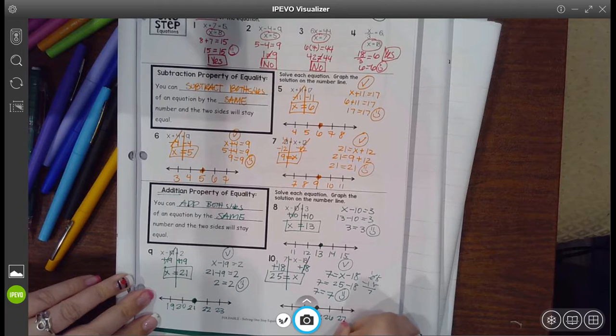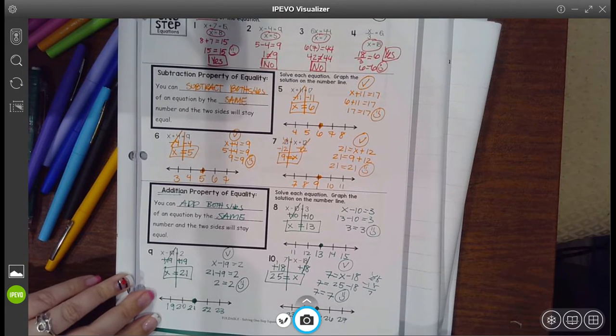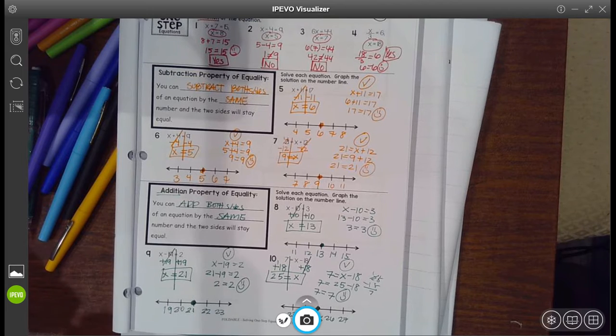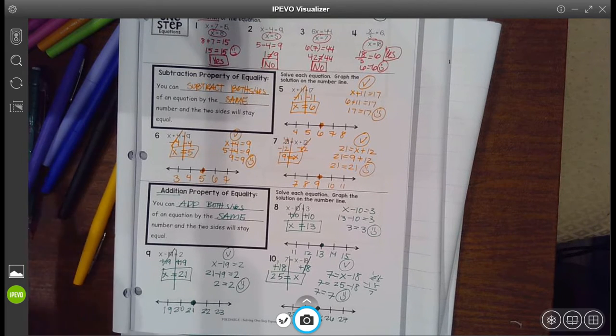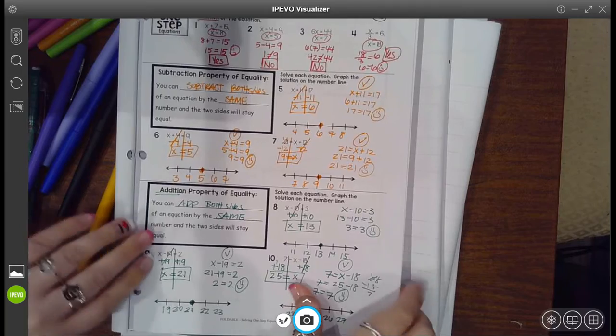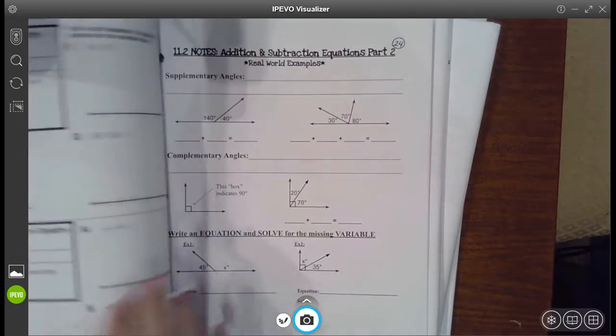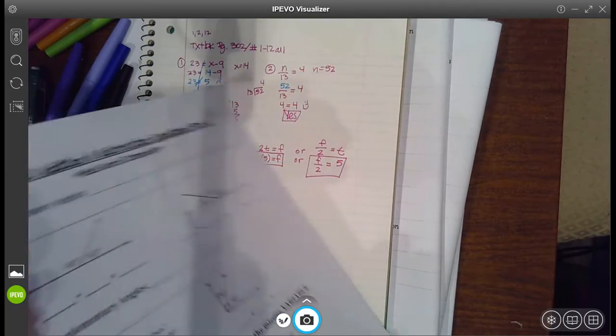Now I know a lot of these you could do in your head, but we're practicing the steps for when they get harder. Okay, so yes, please be showing the inverse step and checking your answers so that then you know how to check your answers and how to do the inverse step when they get more complicated. All right, let's go ahead and turn the page. We're almost done.